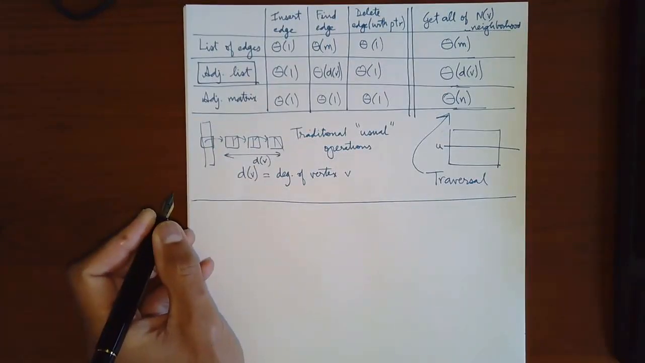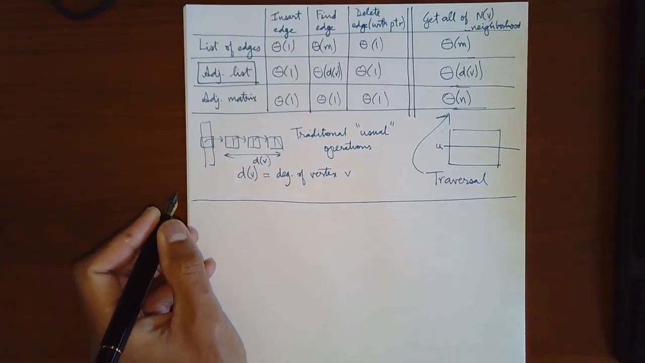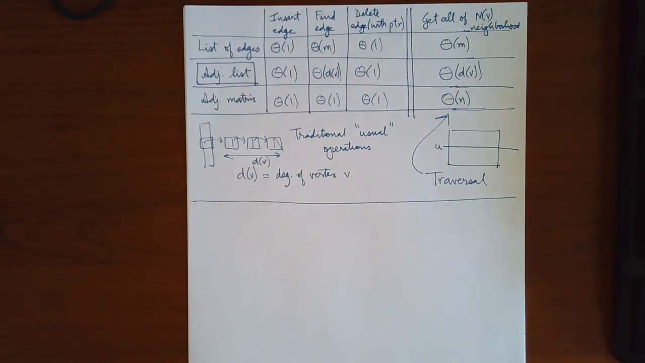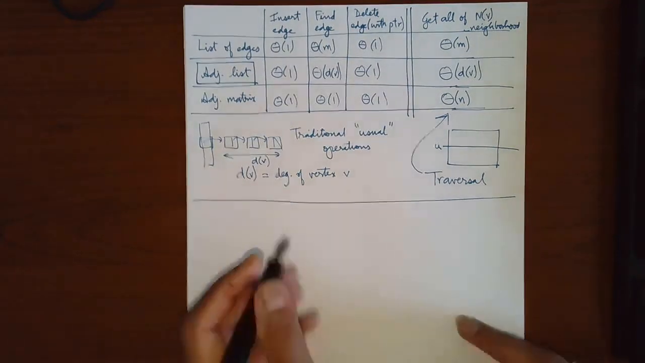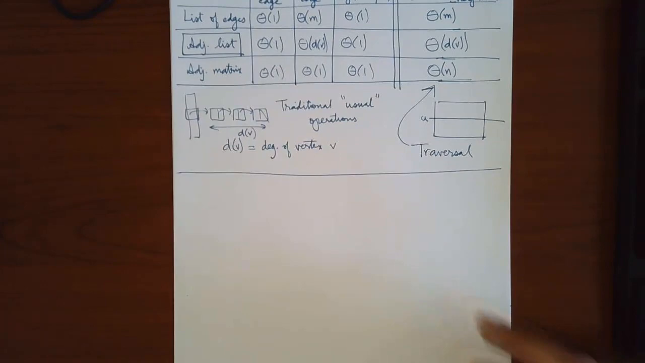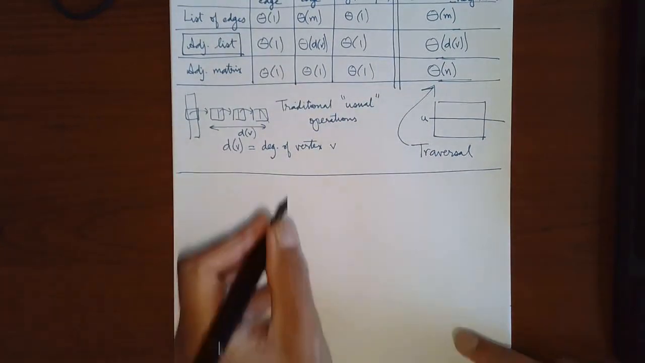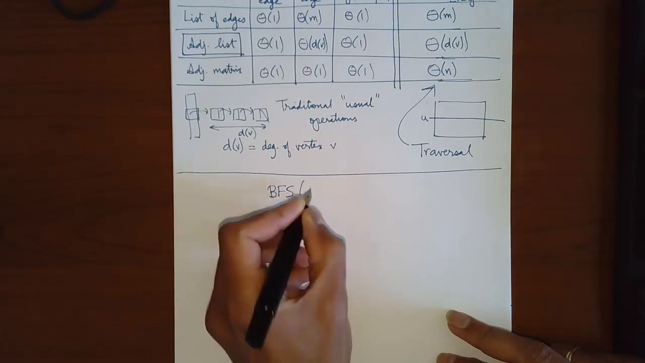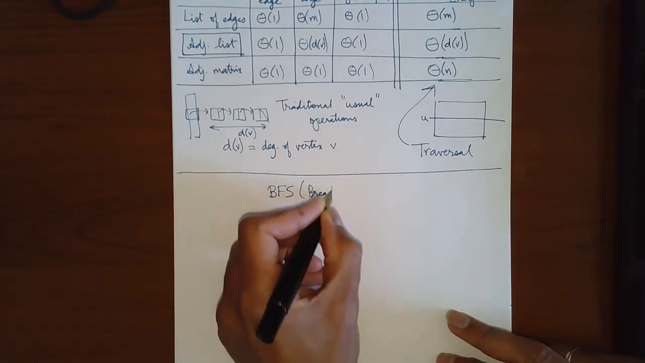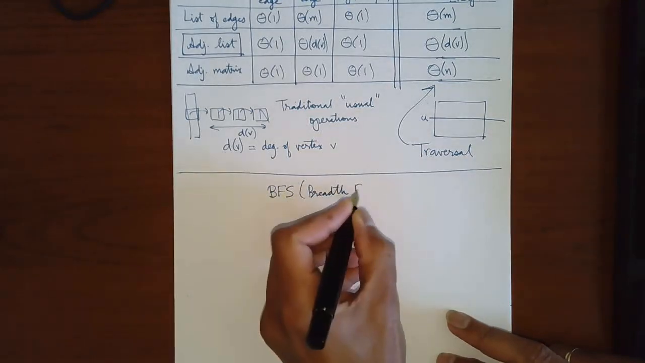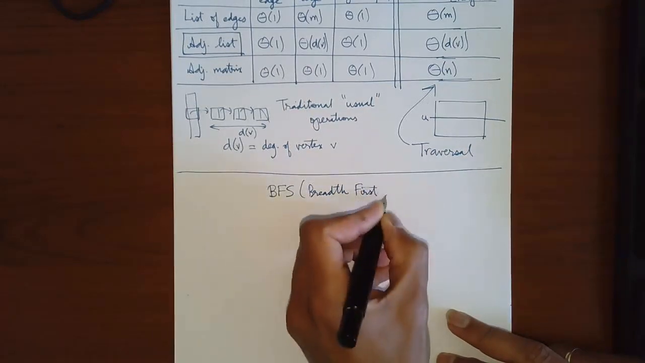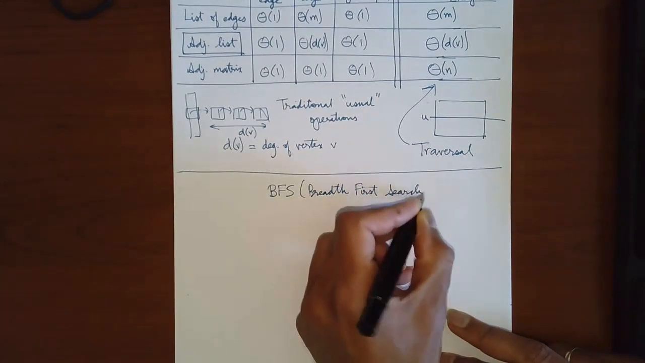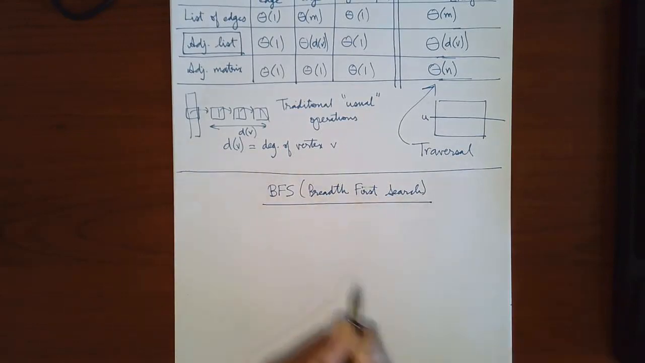With that, we will now move on to maybe one of the most important algorithms, and indeed the content of homework 4, which is BFS, which is breadth first search. Okay, so BFS, breadth first search.